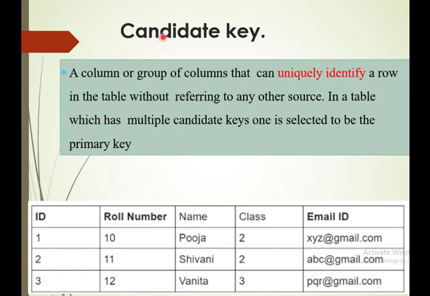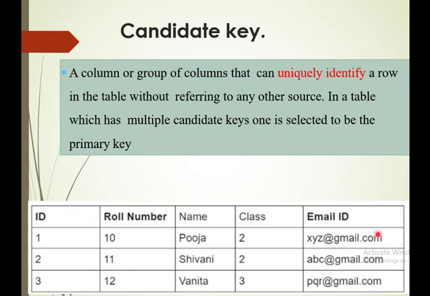We again have a candidate key, which could be either a column or a group of columns, or what we can say a field or a set of fields that can uniquely identify a row. And for them, they don't have to refer to any other source. Most of the times, whenever you have a relation that has multiple fields that are likely to form the candidate key, one of them is normally picked to be the primary key.